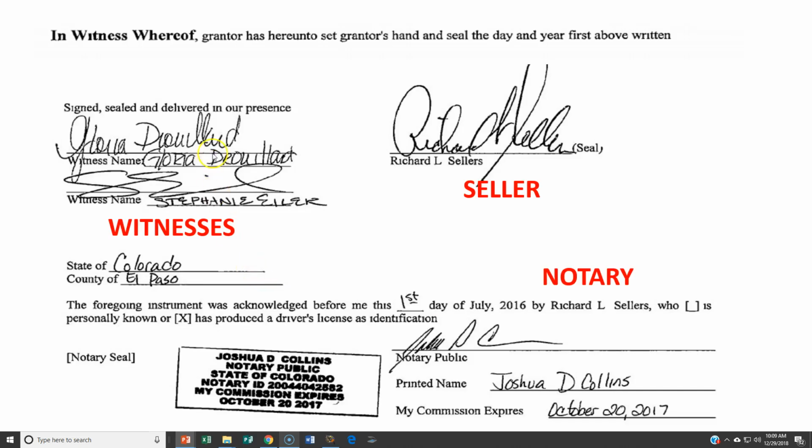And then finally, we have to have some signatures. The important point to remember here is there's only the seller and two witnesses, so that it can be recorded as constructive notice, and a notary. Notice the notary, Joshua Collins here, and there's Joshua Collins here as well, is one of the, actually, or maybe not. But anyway, the notary can be one of those signatories.